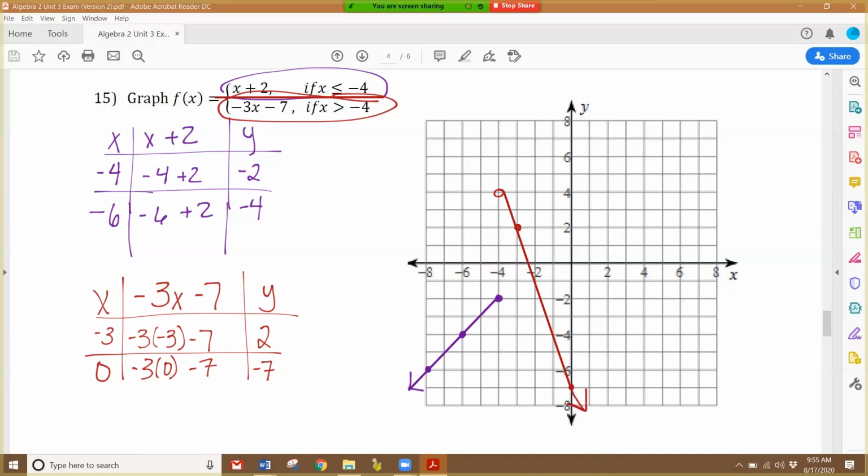So that would be my final graph. So two pieces may not look anything alike. In this case, they kind of don't look alike. They don't meet in the middle. But this is my piecewise graph. Questions on this one? Before my favorite problems on the test. The easy ones.